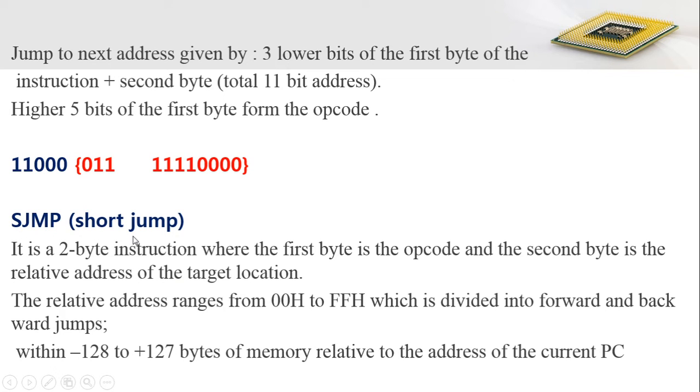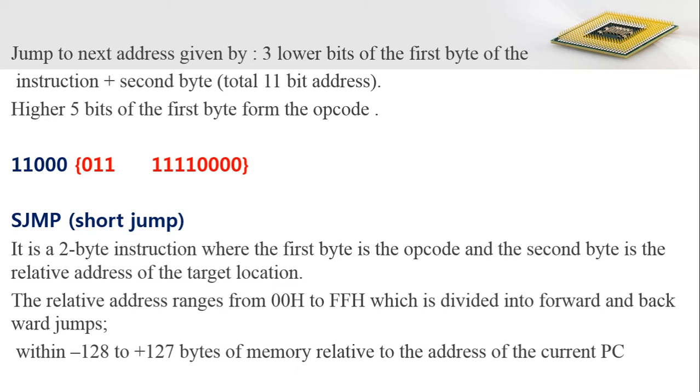Next is the SJMP instruction, which means the short jump instruction. This is a 2-byte instruction where the first byte is the opcode and the second byte is the relative address of the target location. In these 3 cases, the jump is a relative jump.